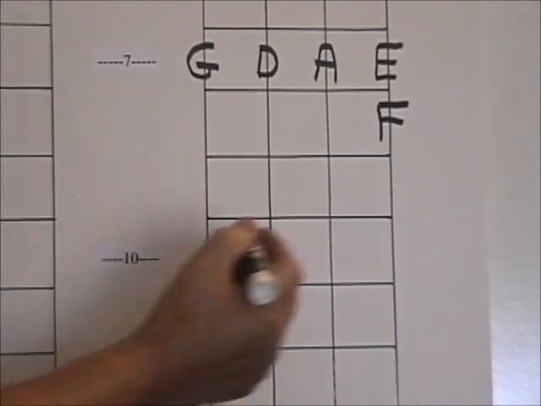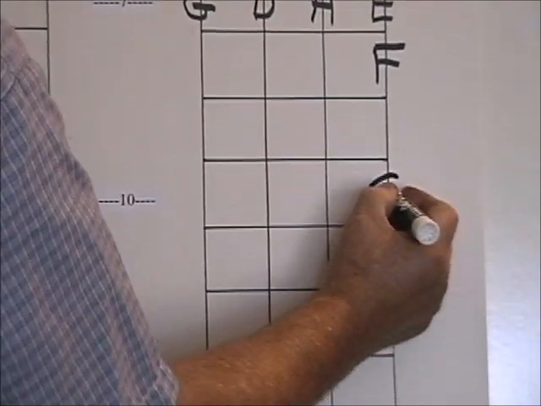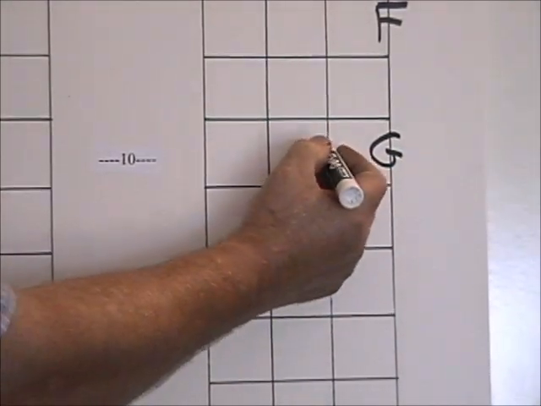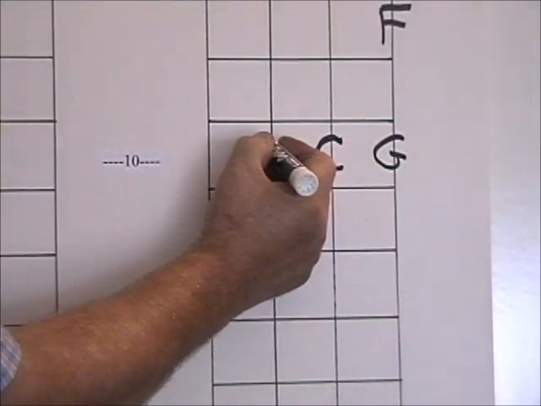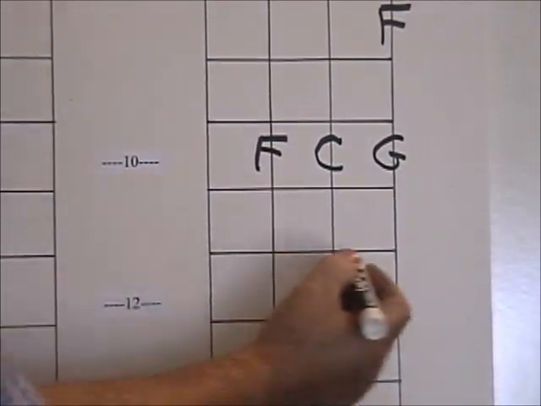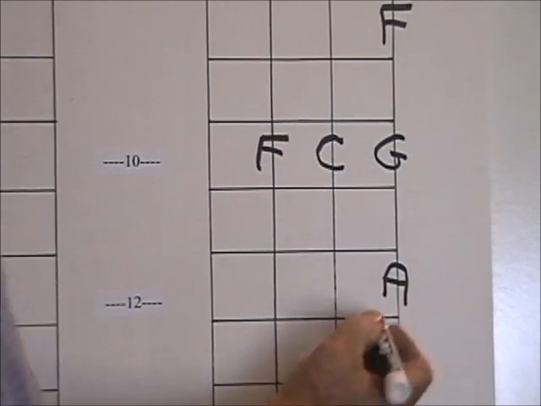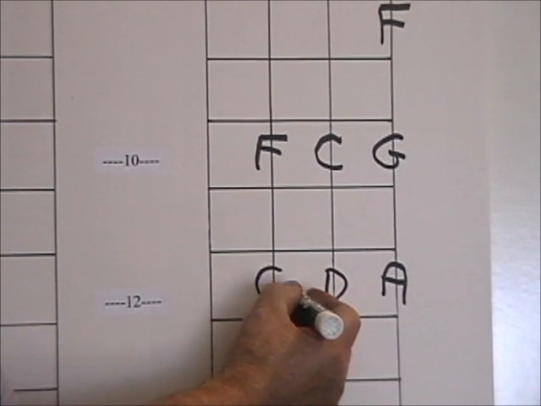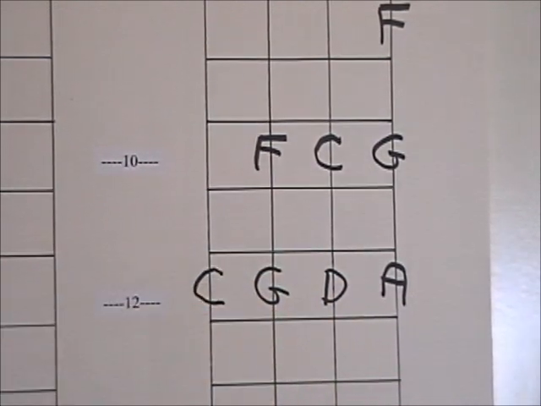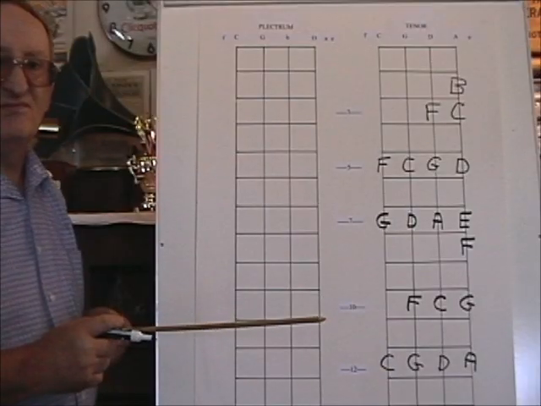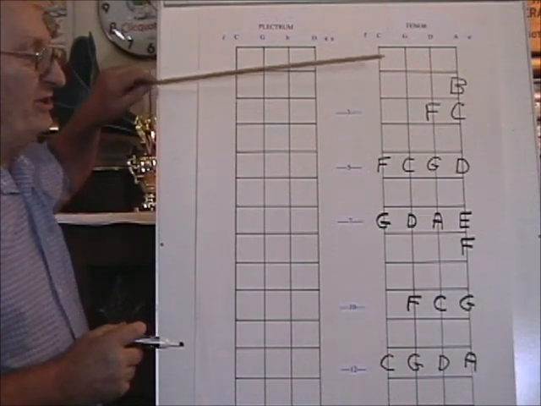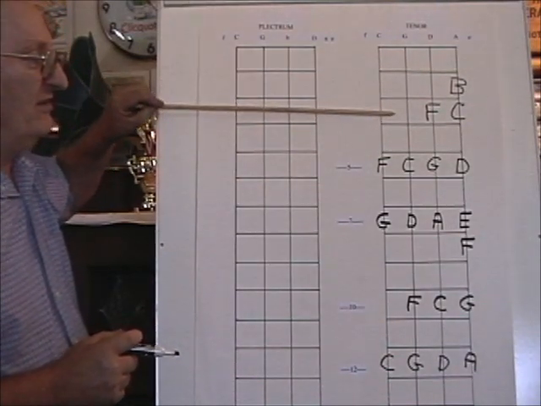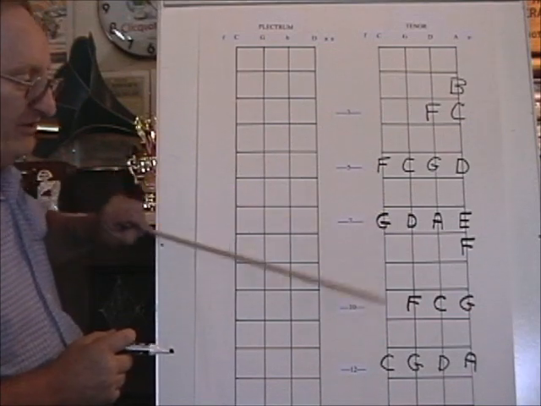Let's go down to the 10th fret where there's a G right here. And next to G is a C. And next to C is an F. Then at the 12th fret is an A, a D, a G, and a C. Look at how many notes that we have found on the marker, on each marker of your banjo.